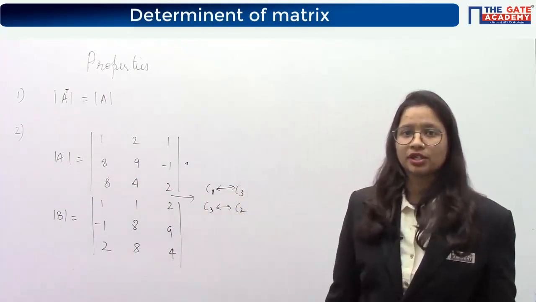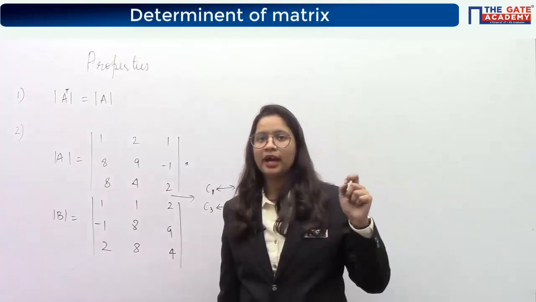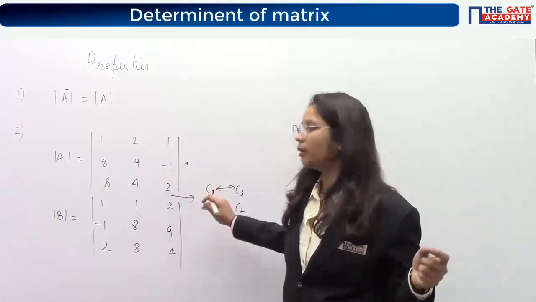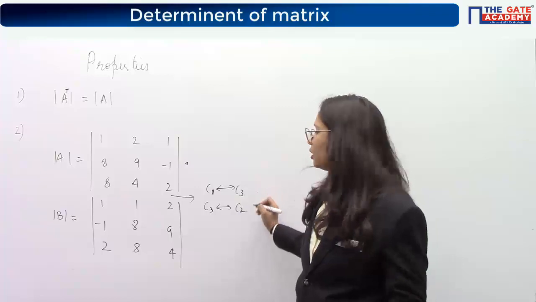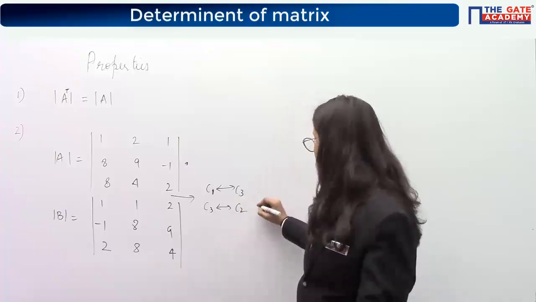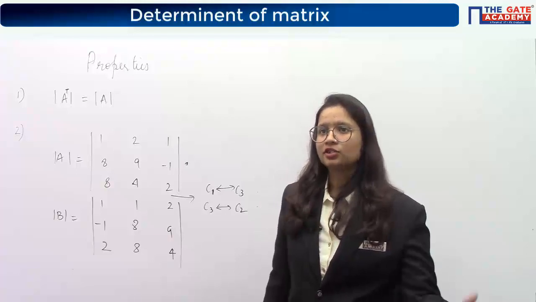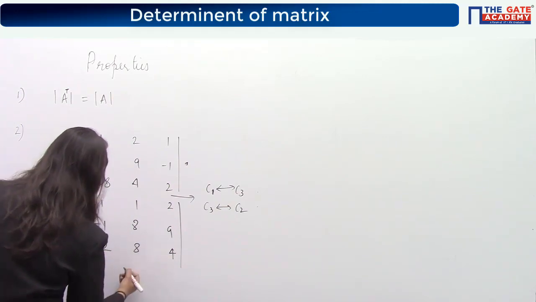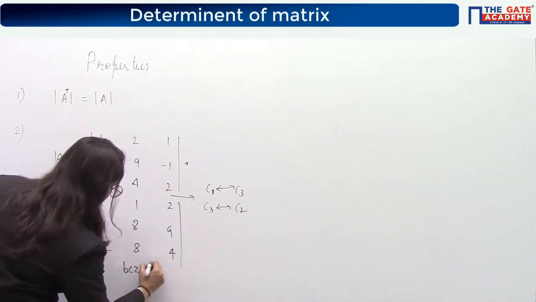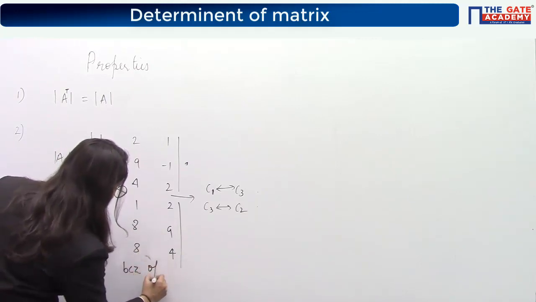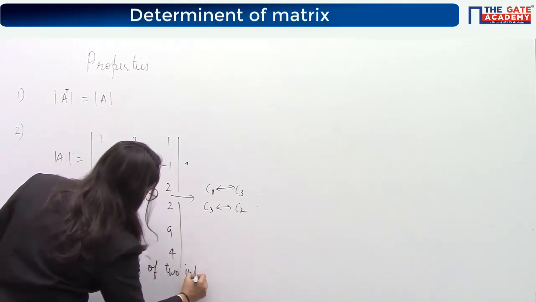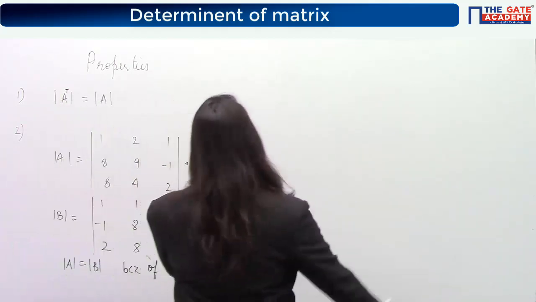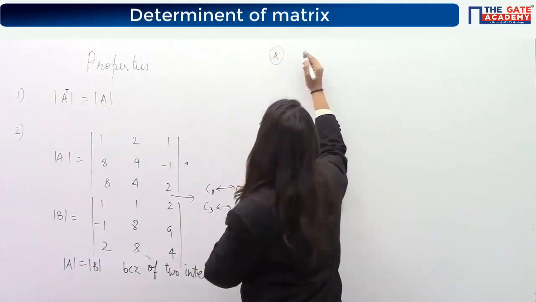So, two interchange operations. If you interchange one time, then the sign value changes. Means if it was some plus x, then it will become minus x after this. And again if you interchange a second time, then again it will change the sign, and it will become plus x again. So determinant of A will be equal to the determinant of B because of two interchanges. In this property, write this point.